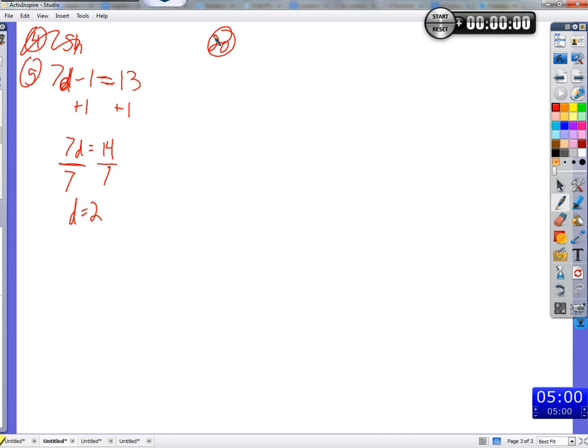Let's see how you guys do this one. 6 equals negative 7f plus 4. Okay, this is looking good too.